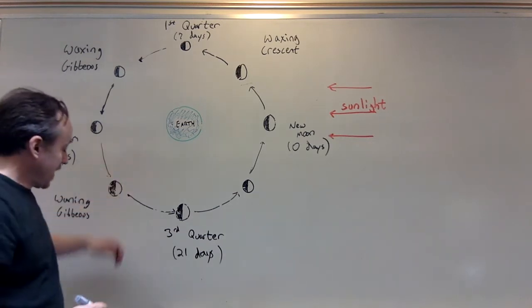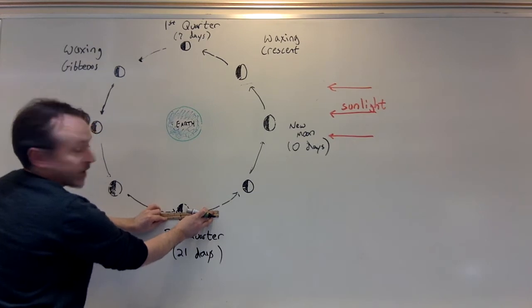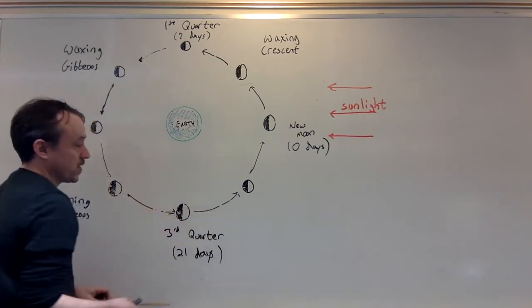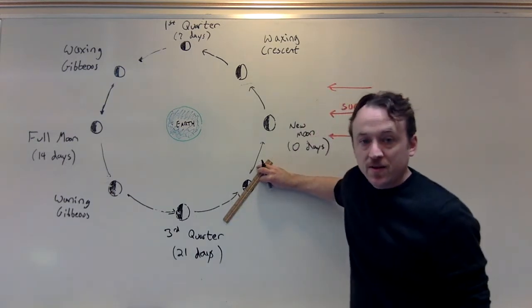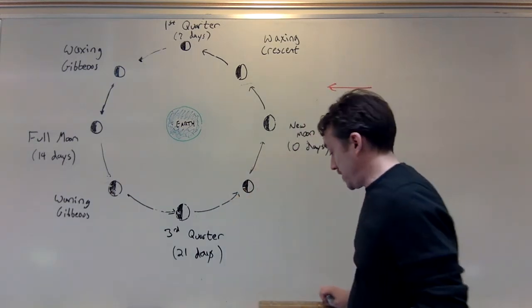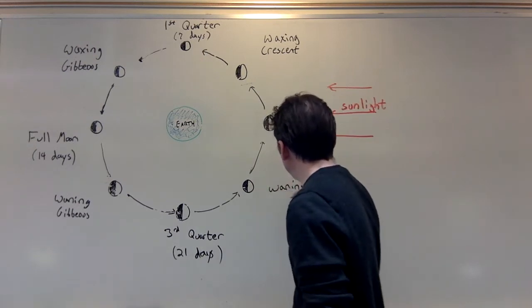All right, so now we get less light. So we had a lot of it illuminated. Now we're to this point where only half of it's illuminated. This is the third quarter. Then we get to a different crescent, and this is called a waning crescent because the light's decreasing as we go towards the new moon.